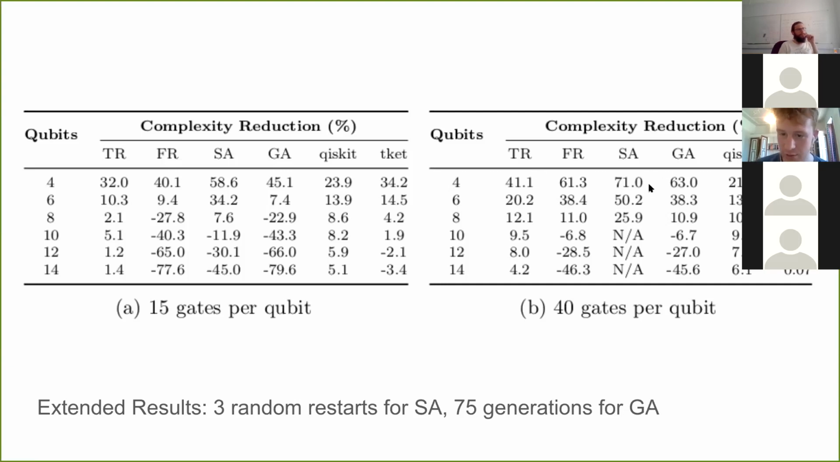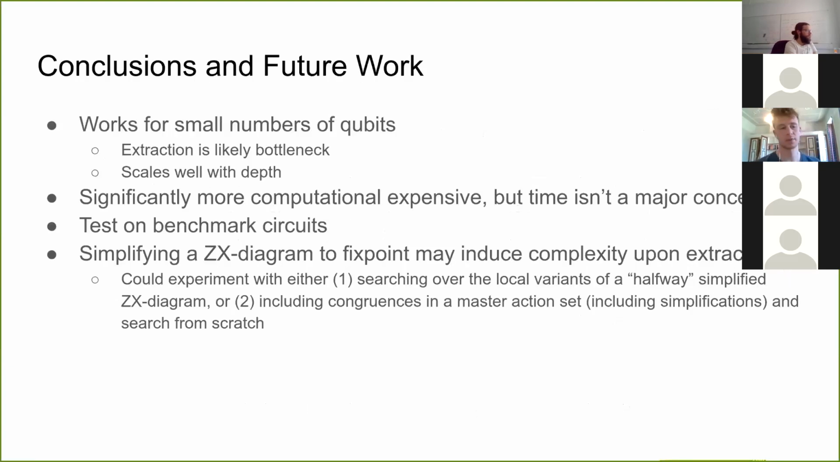And we see it also when you increase the number of gates per qubit. Again, in the 6 qubit case, we get a 50% reduction over IBM or CQC's 13 or 15% reduction. So there's promise here, and the limiting factor appears to be extraction, or maybe some other congruences that help explore the search space. Okay, so a couple things for future work and conclusions.